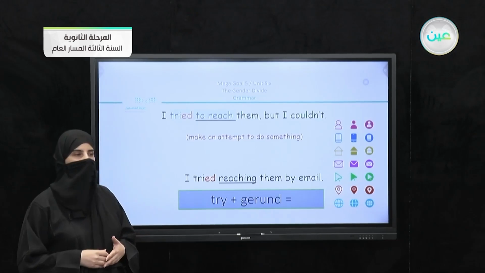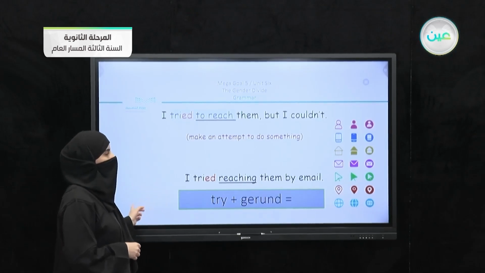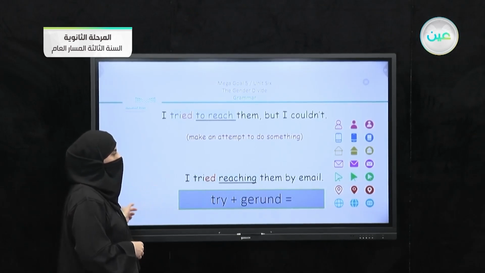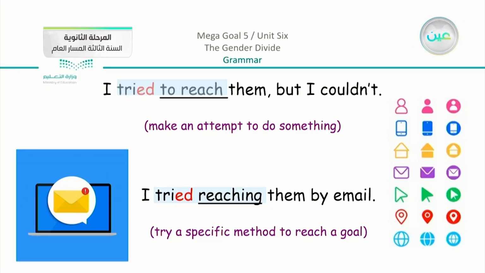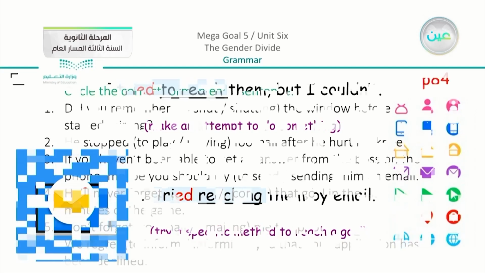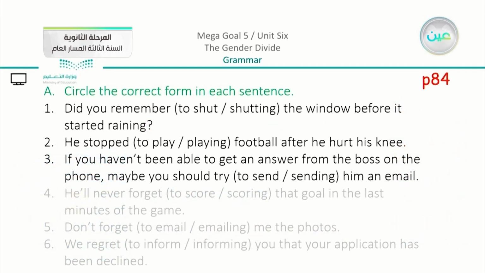When I use the other example, I tried reaching them by email. Here, using try with the gerund, you try a specific method to reach a goal. So with the infinitive I tried different ways, but when I use the gerund here, I am making it specific. So I tried reaching them by email. Now you can see that we have used the 5 verbs with both the infinitive and the gerund in different examples.